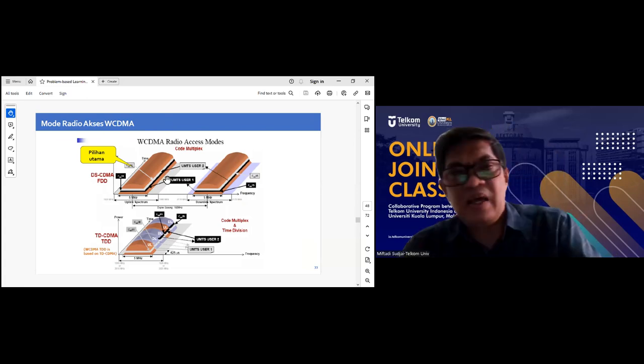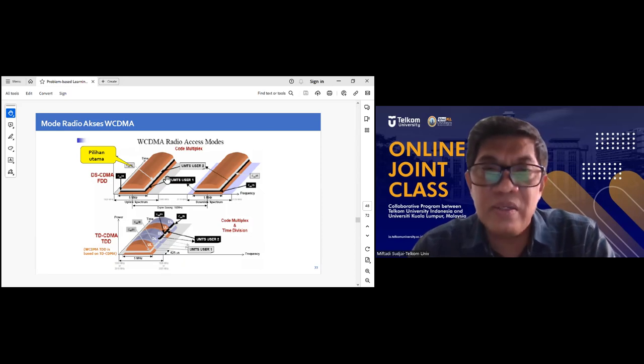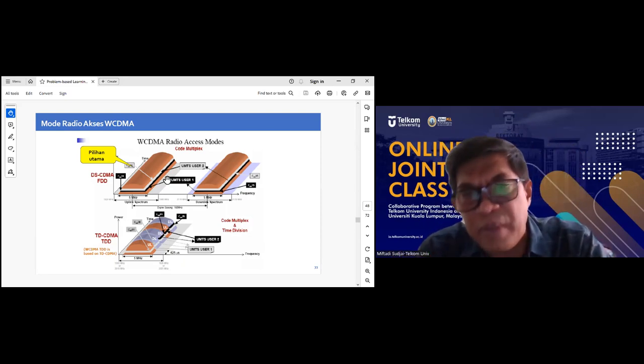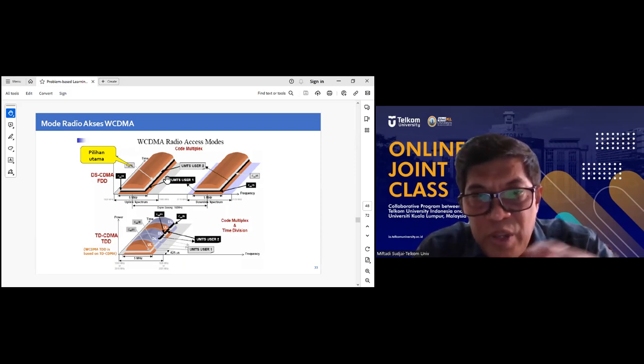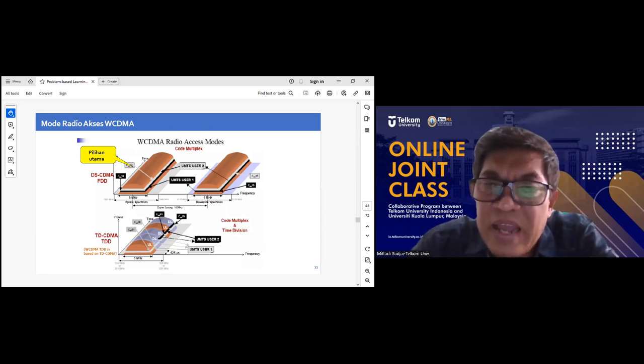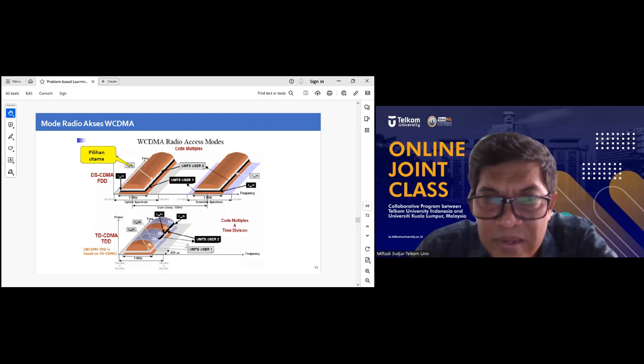So for example, Hanif is using channel number one, defined by code one. Me, I'm using channel number two, defined by code number two. Uros is using channel number three, for example, defined by code three. So even though we use the same frequency and access at the same time, we still can have orthogonal channels that cannot interfere with each other, because the codes are orthogonal.